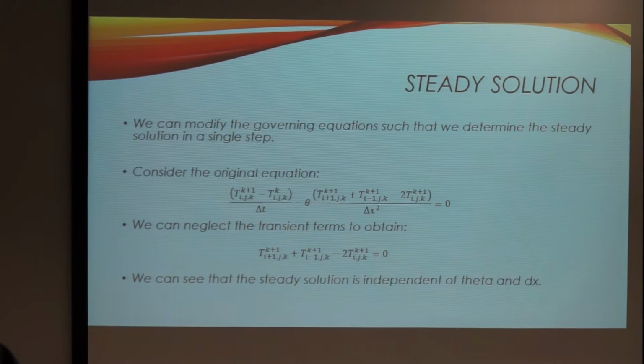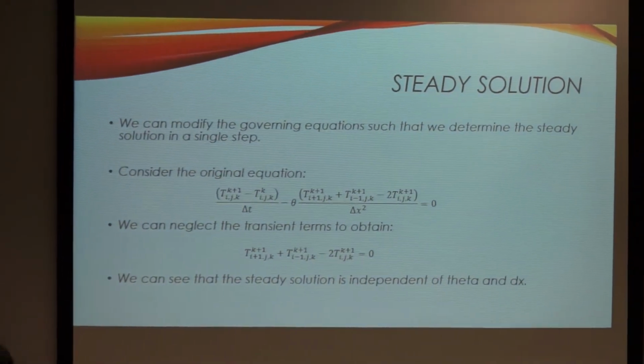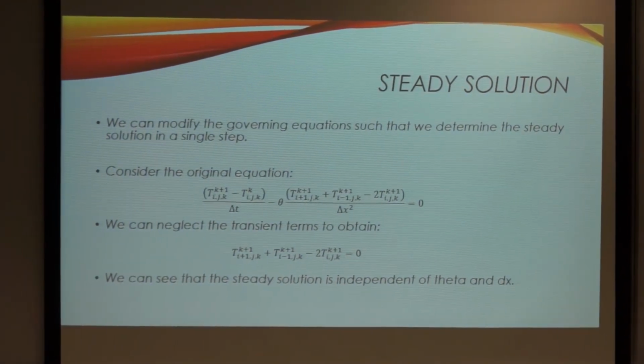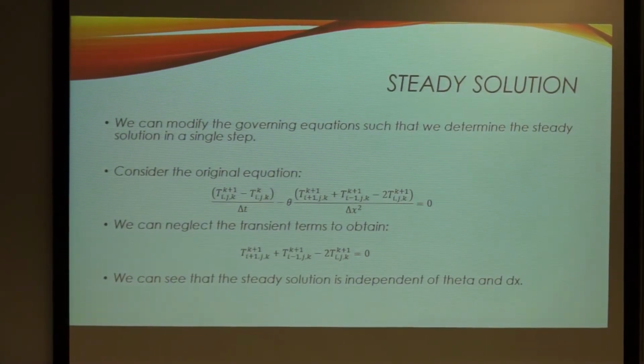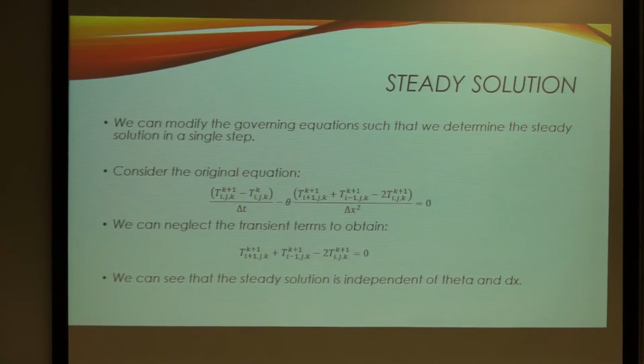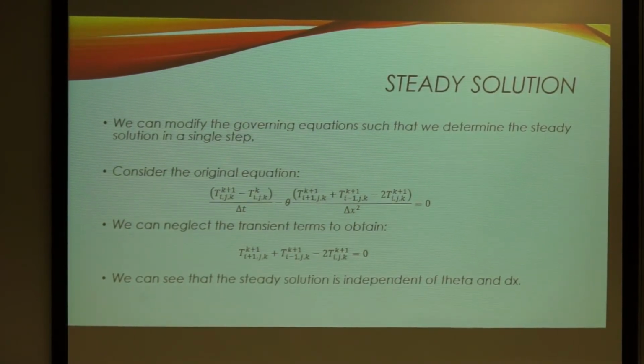The first derivative here is the time derivative. The change of temperature in time. If we have a steady problem, that means the rate of change of temperature in time is 0. So we can kill him.